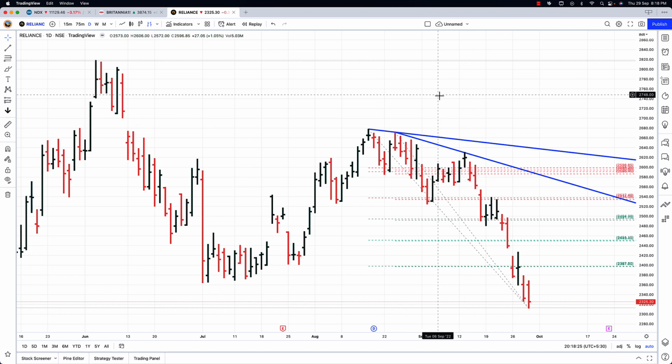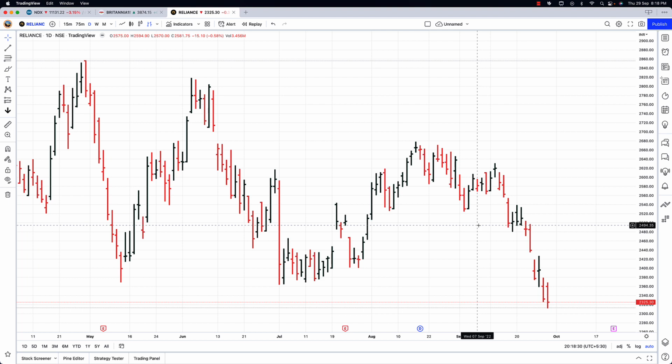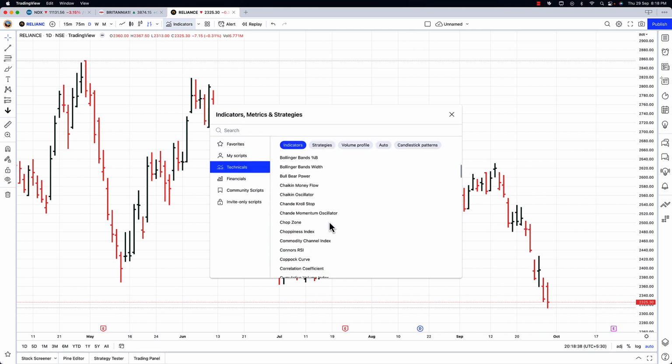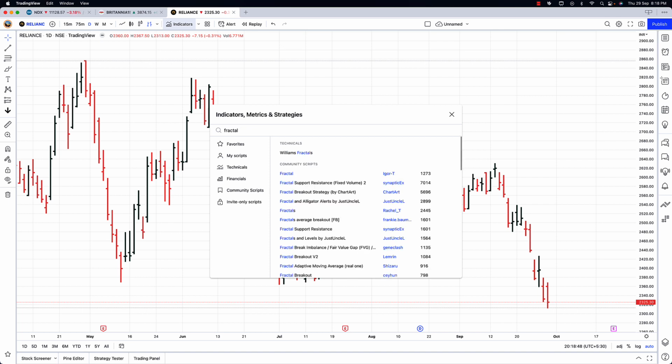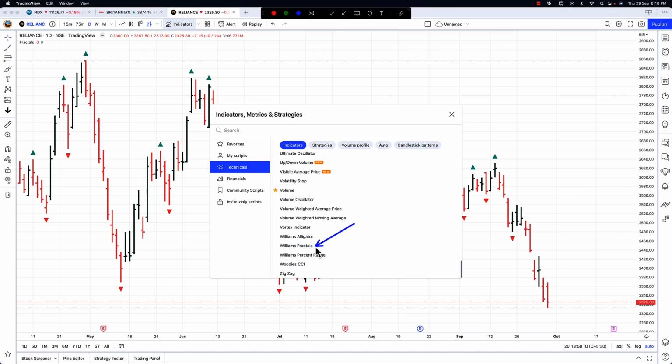Now, the good thing about these kind of approaches is the fact that they are simple. Mathematically, it's very easy. 2 bars on the left and 2 bars on the right. And so if I'm not mistaken, there happens to be an indicator called fractal in TradingView community scripts. If you go to their community library and just type in fractal, you'll find Williams fractals. Williams fractals, if I'm not mistaken, is a part of their pre-built indicators. I was looking for F, but it's in Williams fractal. And so there you go.